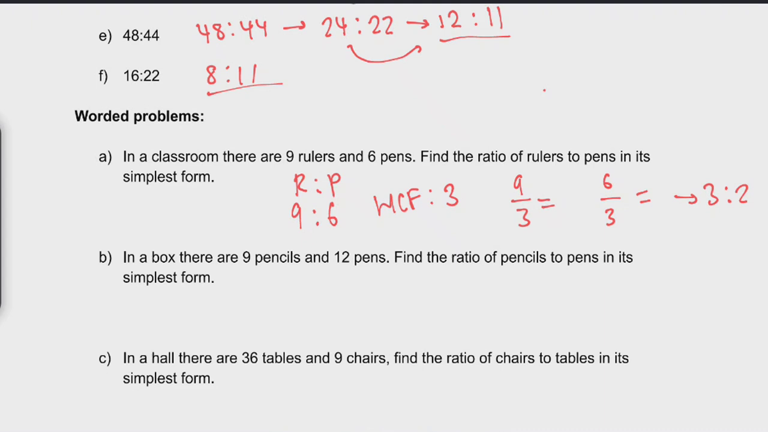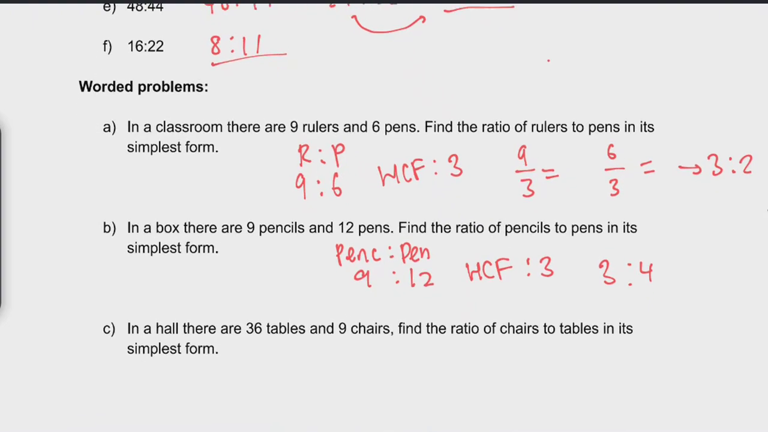Okay, in a box there are 9 pencils and 12 pens. Find the ratio of pencils to pens in its simplest form. So we have pencil to pen. How many pencils do we have? We have 9 pencils. How many pens do we have? We have 12 pens. So what is the highest common factor of 9 and 12? Well, I think it might be 3 again. So let's divide either side by 3. 9 divided by 3 is going to be 3. 12 divided by 3 is going to be 4. So that gives us a ratio of 3 to 4.